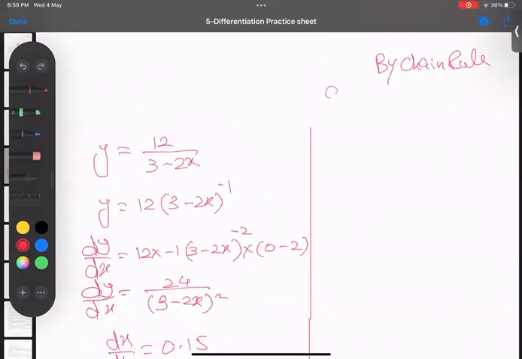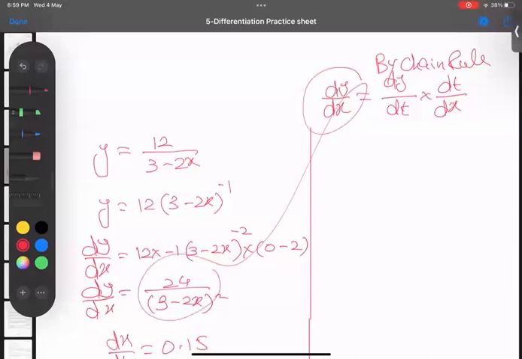So have a look, dy over dx. If I write the chain rule, you know it, this comes the same and this goes the same. So I'm writing here dy, and here dx, and here dt, and here dt. So you know it very well. This is given by him. I'm copying 24 over (3 minus 2x) to the power 2.